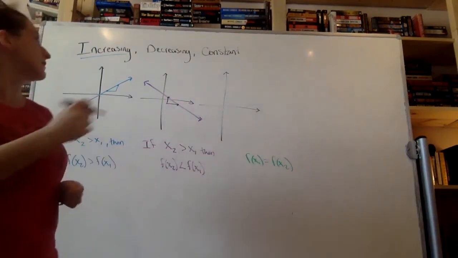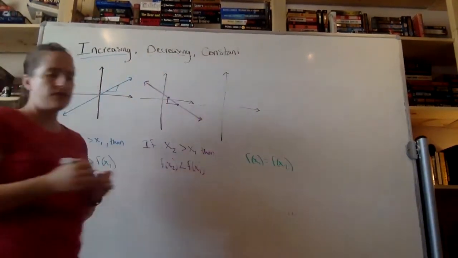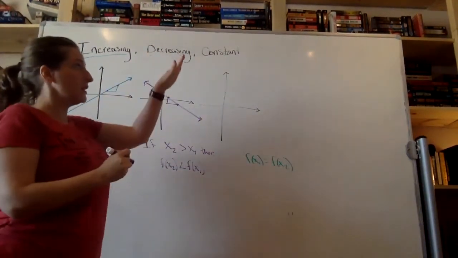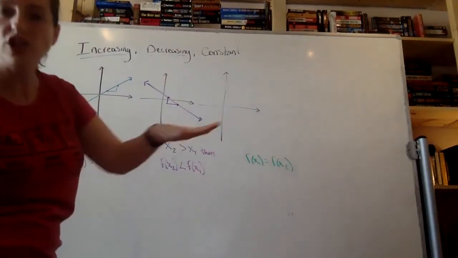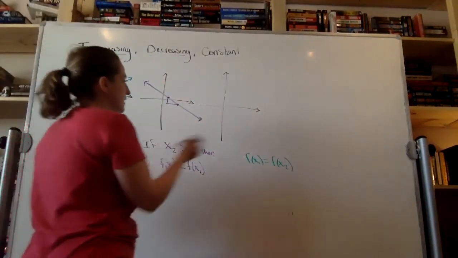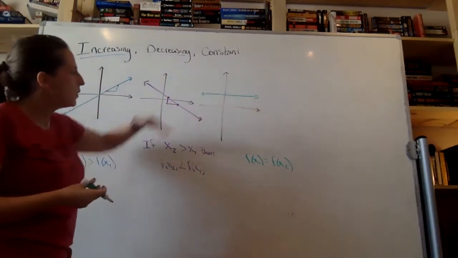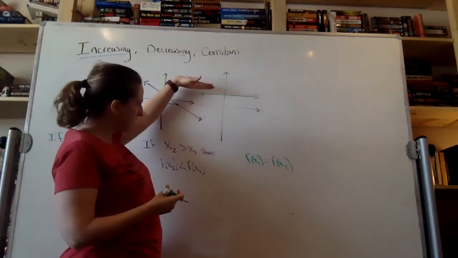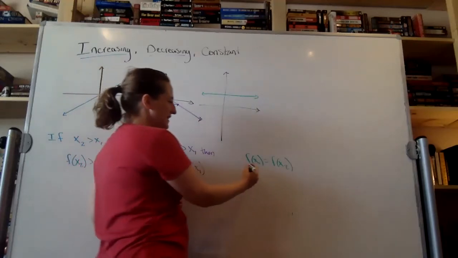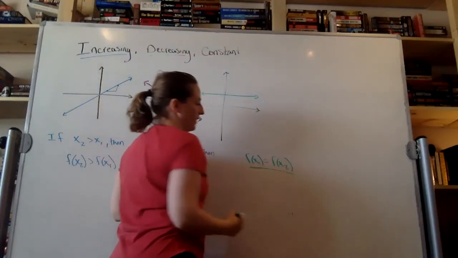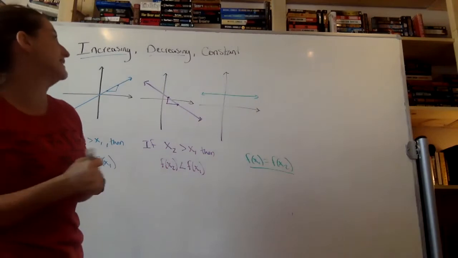So in other words, to go from, say, here to here, I'm going to decrease or get smaller. And last, we have constant. Now, if a function isn't increasing and it isn't decreasing, it could just be flat or constant. So an example of a constant function is something like this. We're neither going up or going down, we're just flat. And that means that f of x1 equals f of x2, or our y values are the same.